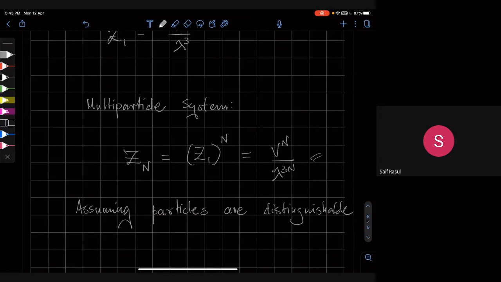I think I misheard. So you're missing something? Is that what you're saying? I think I misunderstood what you said. Yeah. So this is for particles that are distinguishable.